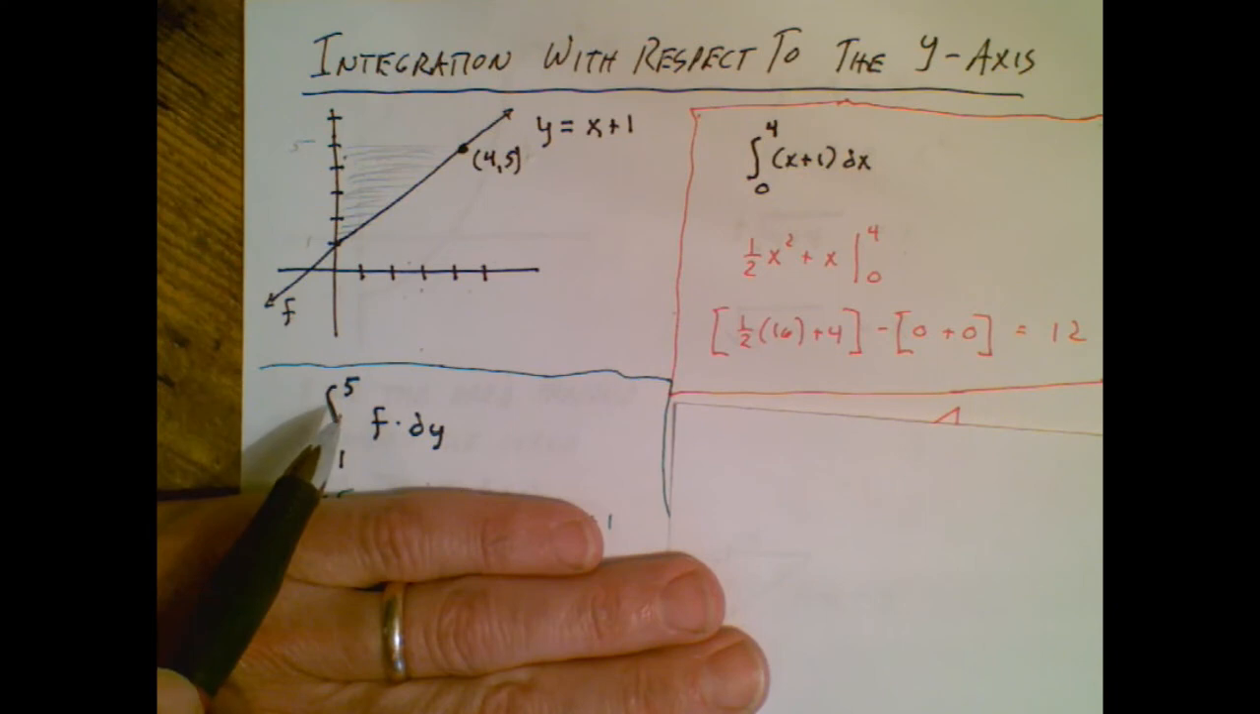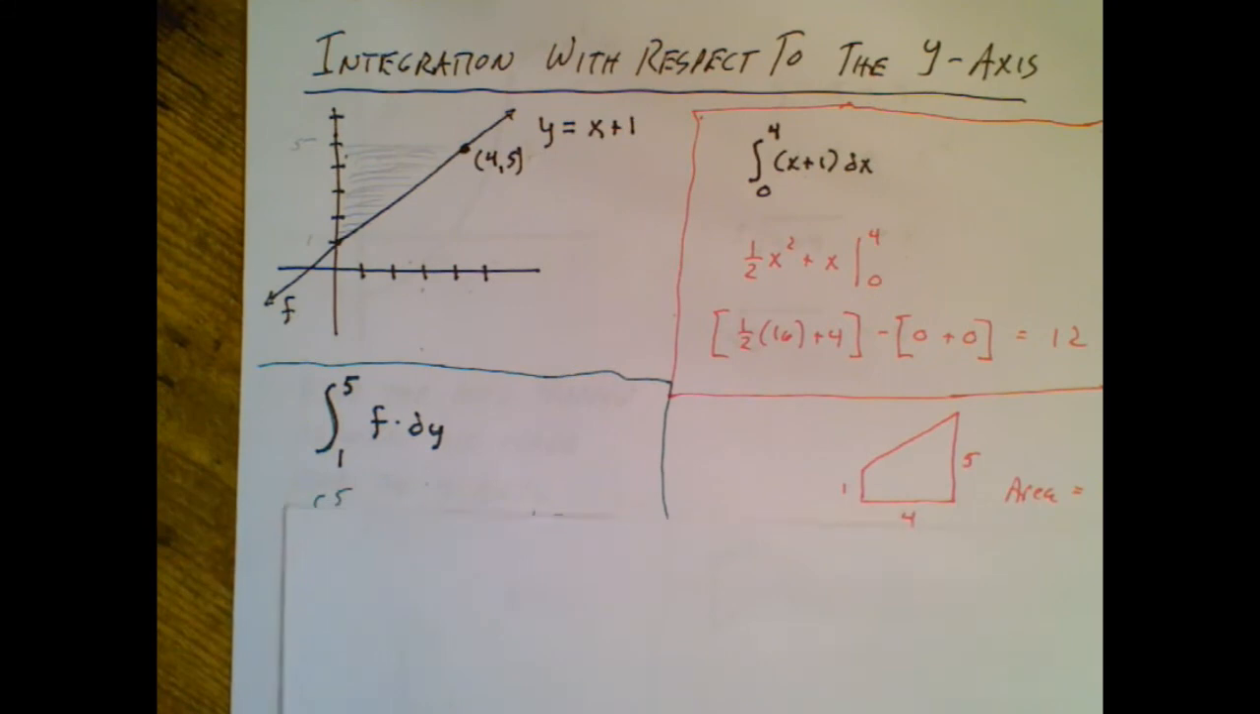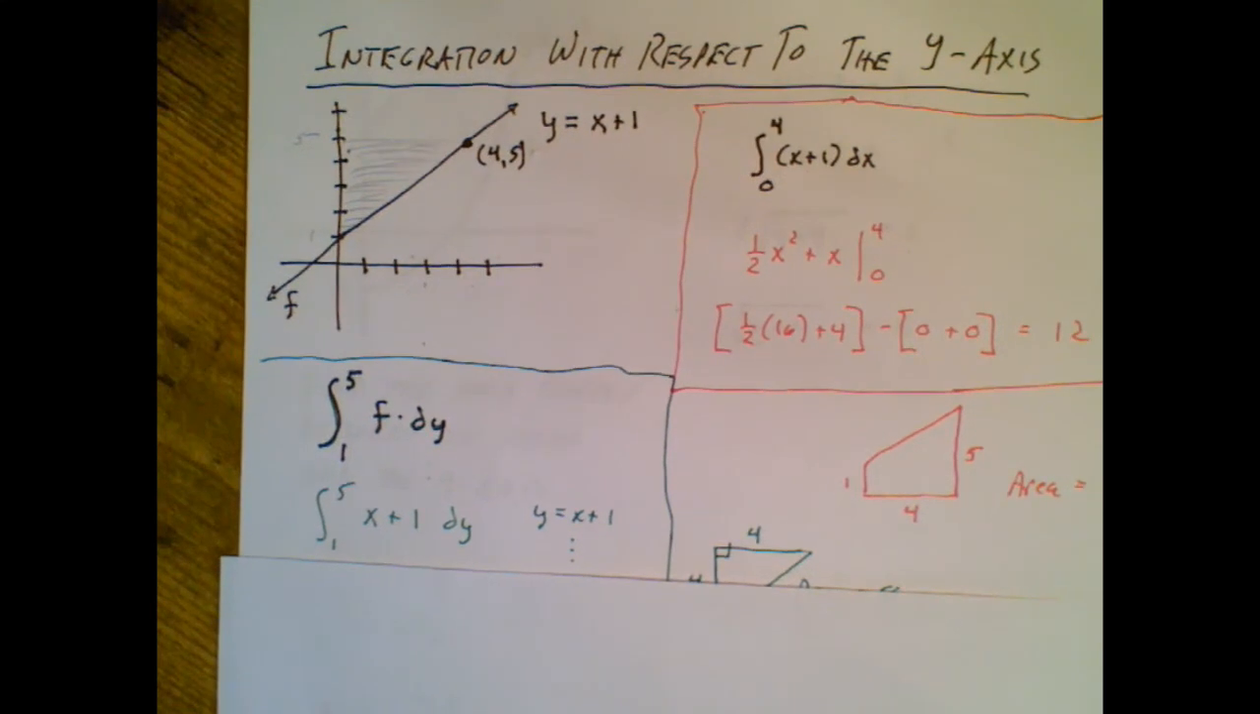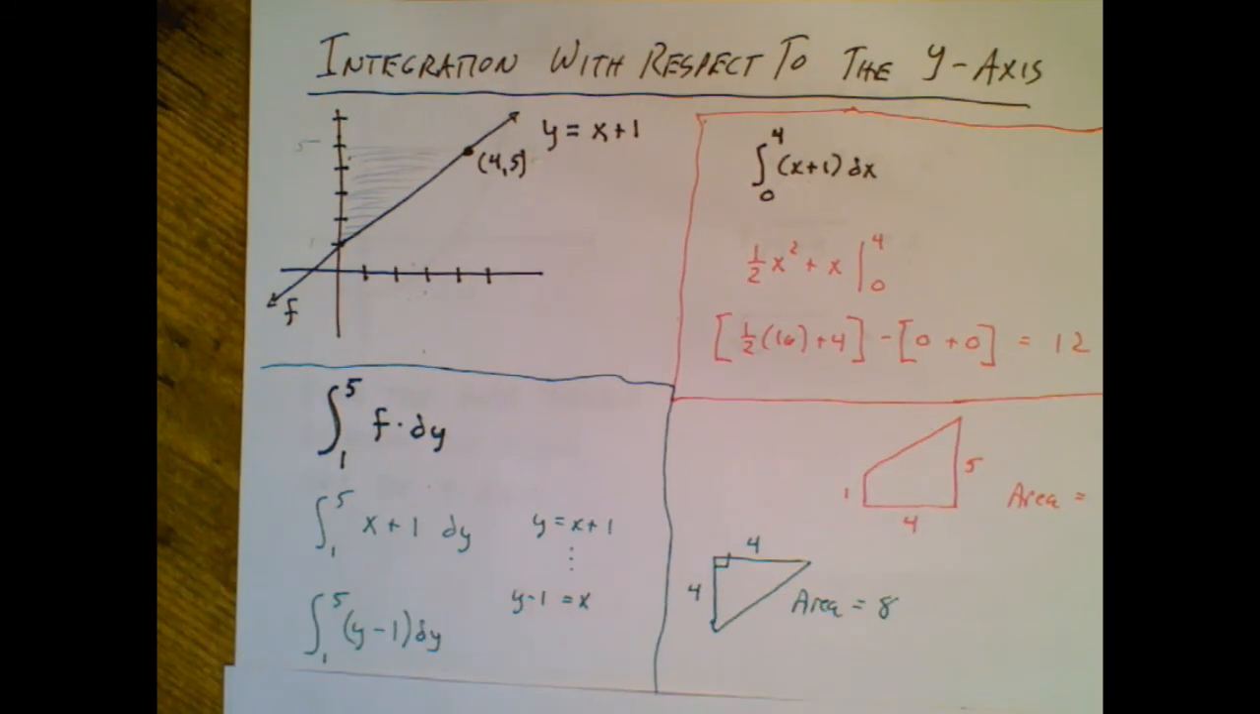Well, we have a small problem, because if I replace function f with x plus 1, like we had up here, we've just committed a naughty. And the naughty is this. This tells us the variable we're using has to be y, but I've got an x there. So what I need to do is take my equation and rearrange it and solve for x. In this case, that's really easy. Just move the 1 over. Now I get to say x is the same as y minus 1.